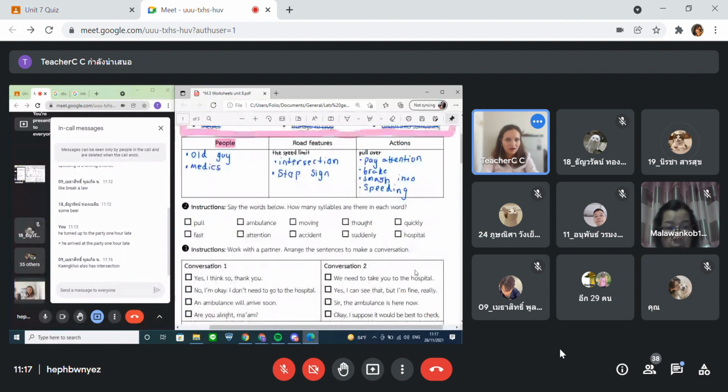Now, I'm going to take the register, but I want you to be thinking while I'm taking the register. So, do you remember in different modules we've done syllables? Hopefully you have some memory of this. So while I take the register, I want you to tell me how many syllables are in these words. And maybe just write the number in the chat.